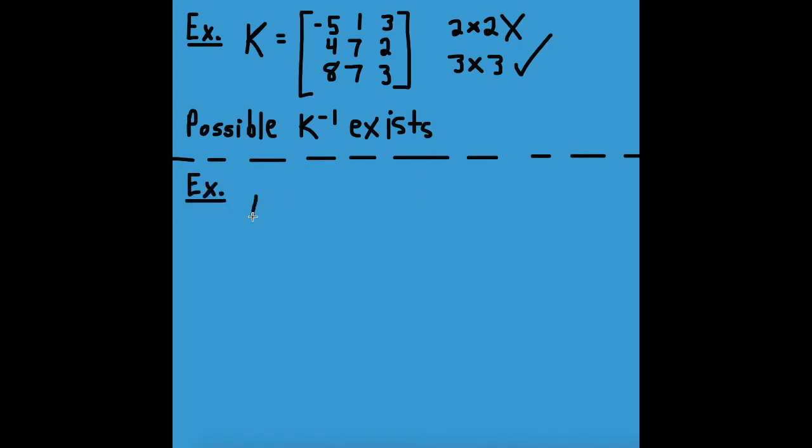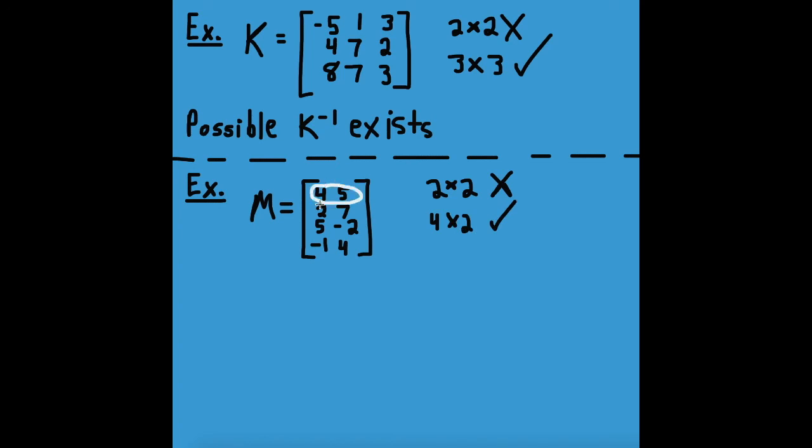What is the inverse of matrix M when matrix M equals 4, 5, 2, 7, 5, negative 2, negative 1, 4? So first, let's check that this is a 2 by 2 matrix. And this is not a 2 by 2 matrix, as this is a 4 by 2 matrix, as it has 4 rows and 2 columns. Therefore, we cannot use the formula that we learned in this video to find the inverse of this matrix.